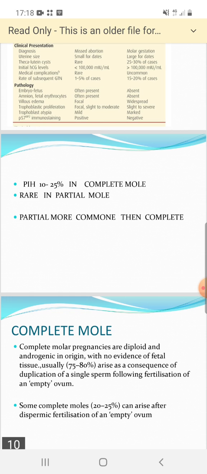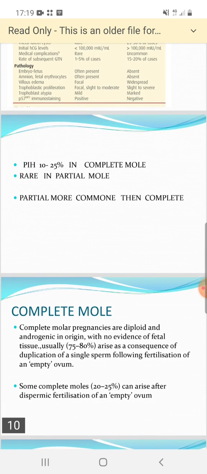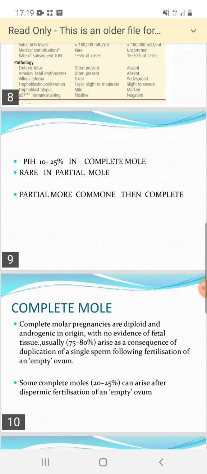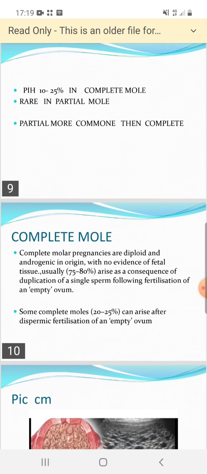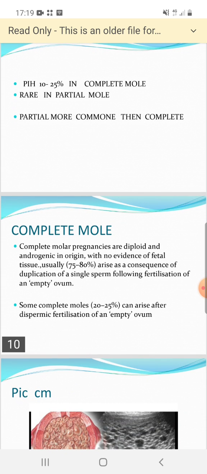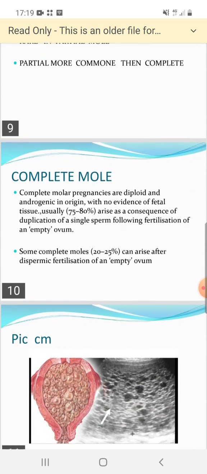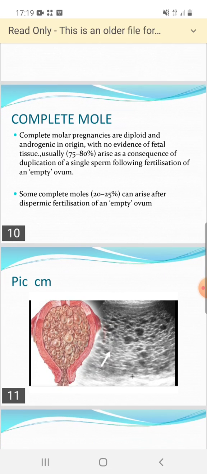Villus edema is focal in the partial, but in the complete it is widespread. Trophoblastic proliferation is also focal in the partial, and in the complete it is slight to severe. Atypia is mild in the partial, and in the complete it is marked. P57 immunostaining is positive in the partial mole. Now, PIH is also more common in the complete mole, 10 to 25%. It is rare in the partial mole. Partial moles are more common than complete moles.